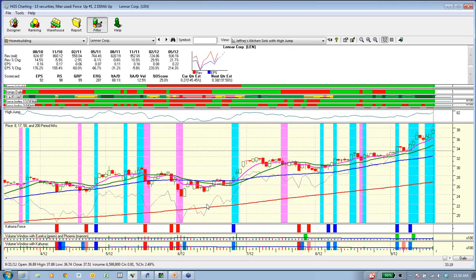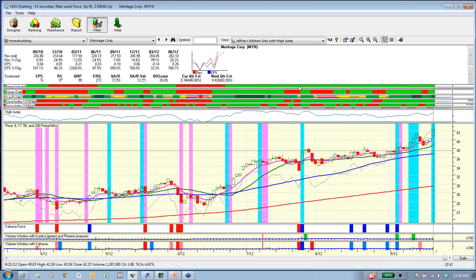Lennar looks a lot like Pulte, I bet. It does, perhaps not as extended as you could see, not quite up to the top on the high jump. Volume, pocket pivots, everything green, great earnings per share growth. Some of these looked very interesting as I looked at. You have to look at this and pick which one is your favorite. Again, not at the top, gap up, pocket pivot. This is Meritage, great earnings per share growth. Everything's green, some volume came in. You could look at almost any of these and see something to like.